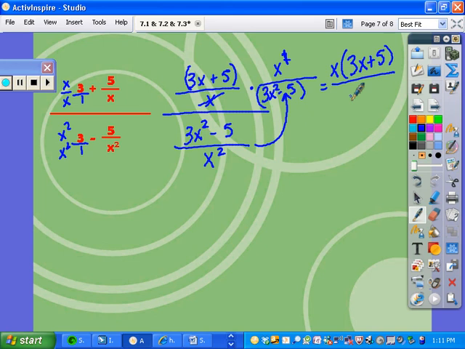And on the bottom, this x went away. Remember, we're supposed to be putting a 1 there in its place, so I just basically have this quantity left, 3x squared minus 5.